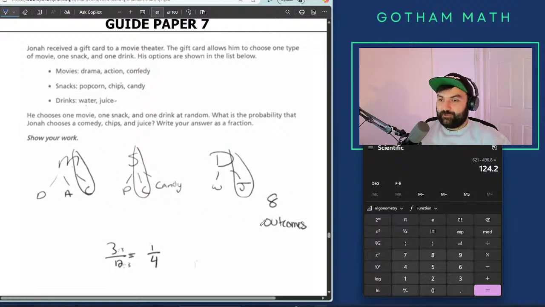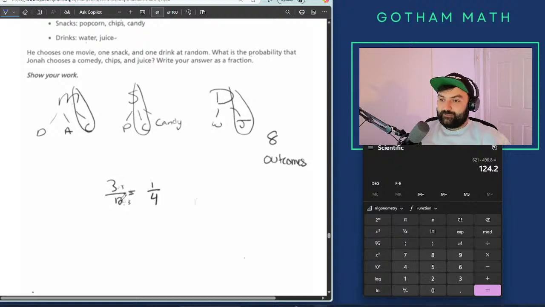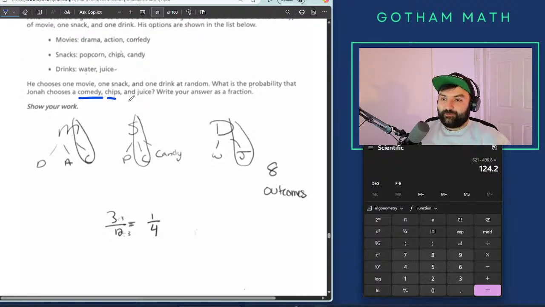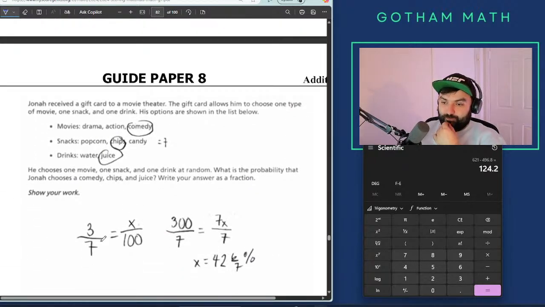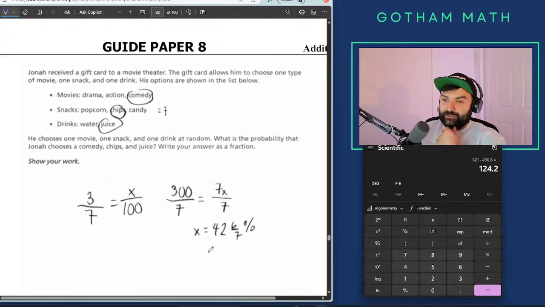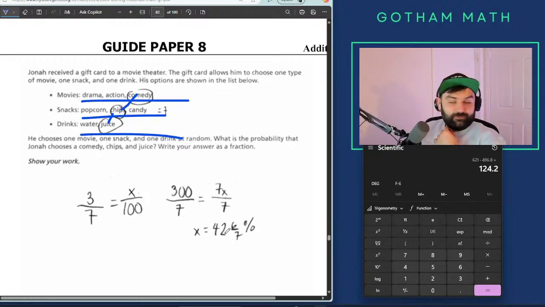8 outcomes in total. So 3 out of. How can you have 3 of this? It has to be 1. It's like one way. All right. 0. Yeah, obviously. Comedy, chips, juice, boom, boom. Percentages, percent. Okay, so can you imagine that someone thinks that there is a 42 and 6/7% chance of getting that one combination out of all of these choices? It's like a half. Do you understand?